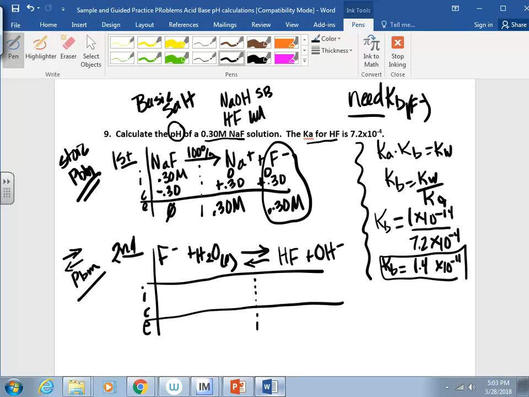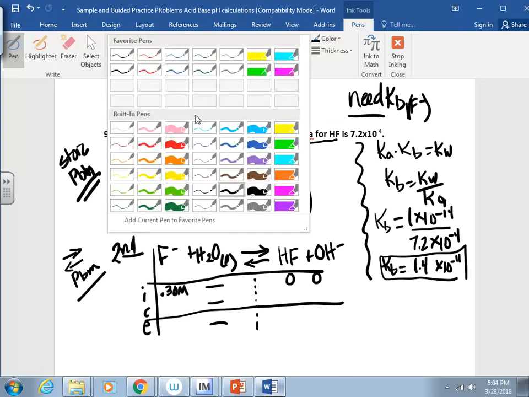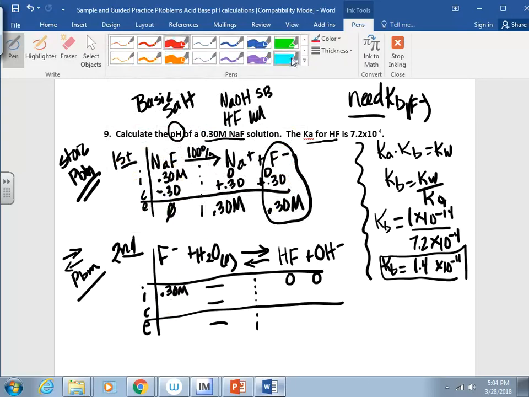All right, so now pull this concentration in. 0.30 is the concentration of the fluoride ion. Now remember, water's a liquid, so we just put dashes there, and we'll put 0 here and 0 here. Now we're going to define our shift in terms of x. So minus x, plus x, and plus x. Remember, you can neglect x here, since we have an initial amount and this is weak, so 0.30, x, and x.